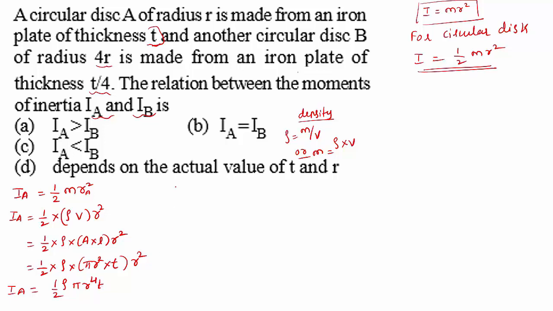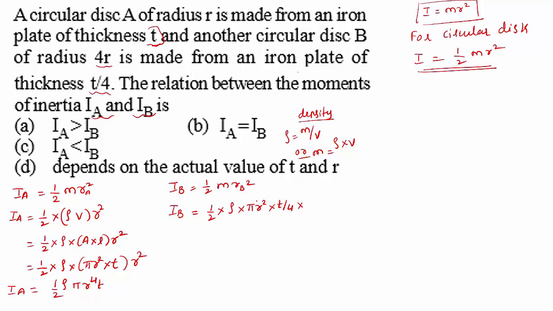Similarly, we have to find the moment of inertia for disk B. What is the equation? Half m R_B square. Similarly, substitute the values for the second disk. I_B equals 1 by 2, keep as it is. In place of mass, I am directly going to write density into area. In place of area, I can write pi r square into length. Length means thickness. Thickness is given as T by 4 into r square.